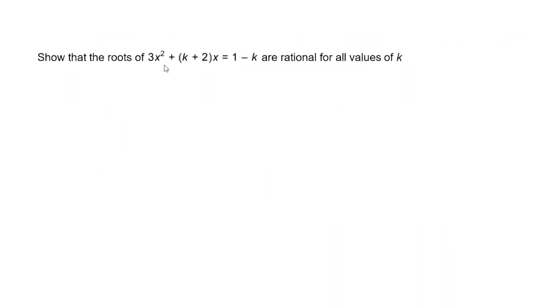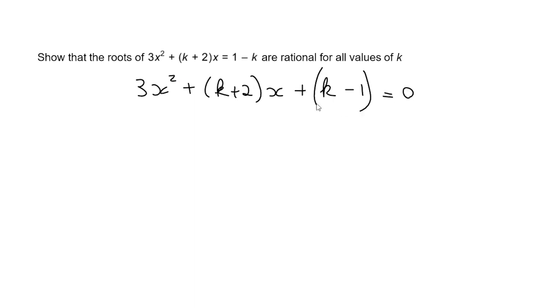Right, let's take a look at this one. Show that the roots are rational for all values of k. So what we want to do, remember, we want to show that delta is a perfect square, irrespective of what k is. So let's have a look. Let's put it in standard form first. This is plus k minus 1. This is all our c values.